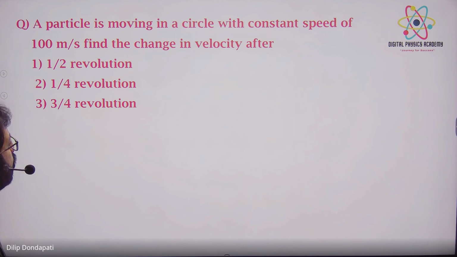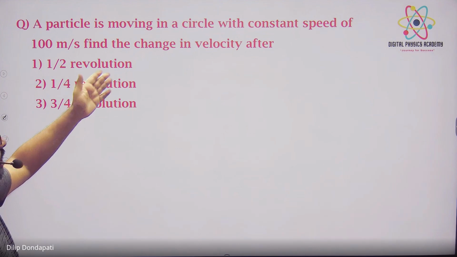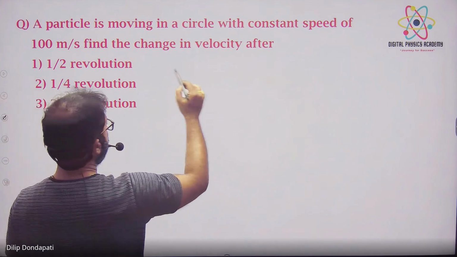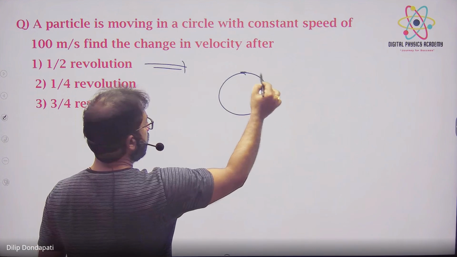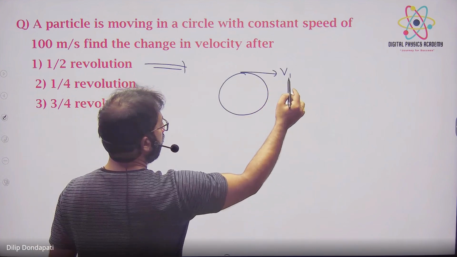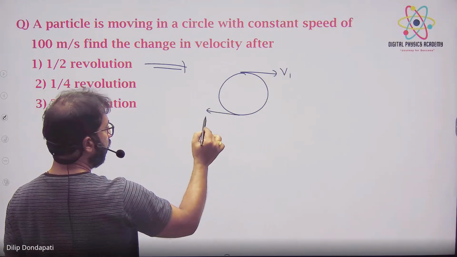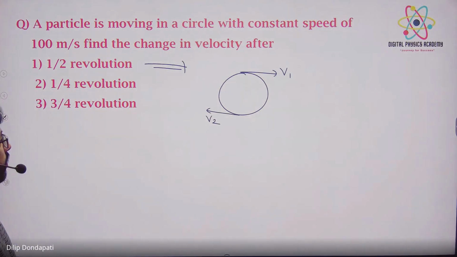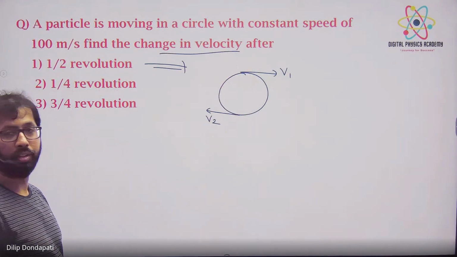A particle is moving in a circle with constant speed. The constant speed is given. They are asking to find the change in velocity. Okay, draw the diagram first. After half revolution, this is v1, and after half revolution v2 comes from the other side. At that time, what is the change in velocity being asked? The angle between them will be.